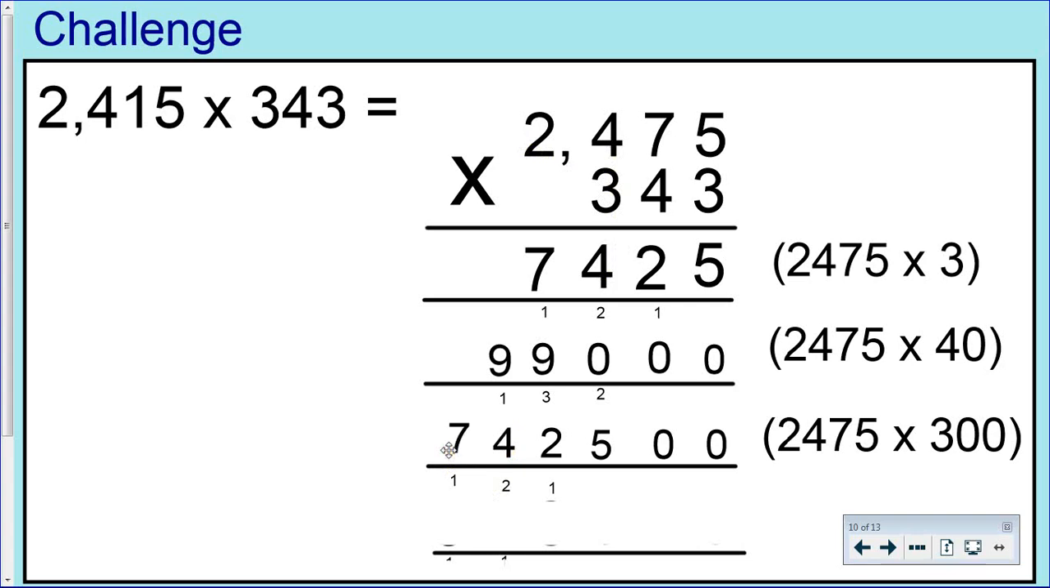Now, we've done all the hard work, Year 5. So now what we need to do is take our 3 answers and add them together. So we're going to do 5 add 0 is 5. 2 add 0 is 2. 4 add 0 add 5 is 9. 7 add 9 add 2.